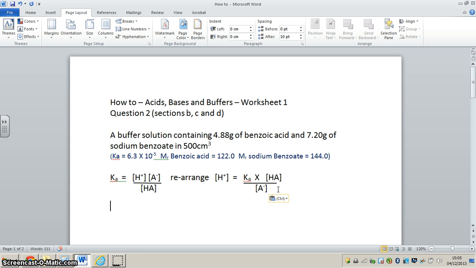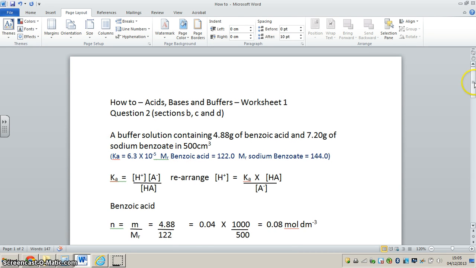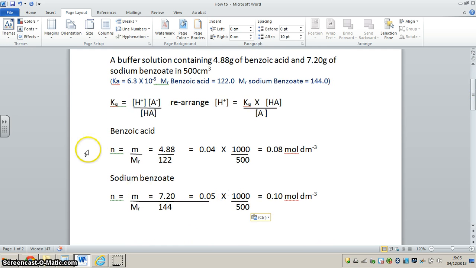So section C, what we need to do is to work out the concentration in moles per decimeter cubed of the benzoic acid and the sodium benzoate, and we do that like this. So general expression, number of moles equals mass over molar mass. We've got 4.88 grams of benzoic acid divided by its molar mass, which is 122, which gives us 0.04 moles, and the volume of the solution we're talking about here is 500 centimeters cubed. So to express this in moles per decimeter cubed, we multiply the 0.04 moles by 1000 over 500, which gives us a concentration of 0.8 moles per decimeter cubed for the benzoic acid.